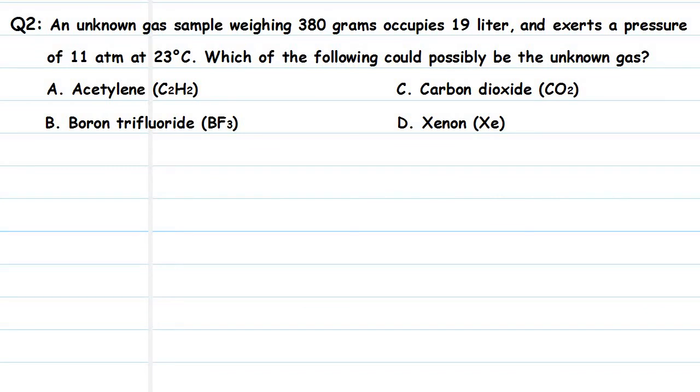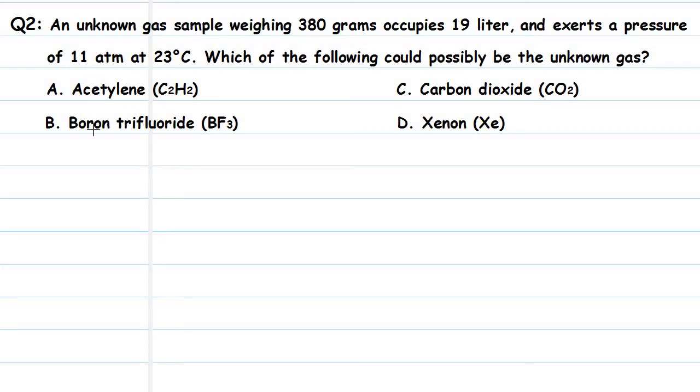Alright, in this question, an unknown gas sample weighing 380 grams occupies 19 liters and exerts a pressure of 11 atm at 23 degrees Celsius. Which of the following could possibly be the unknown gas? A. Acetylene, B. Boron trifluoride, C. Carbon dioxide, D. Xenon. So this question is a little bit similar to the last one, but they go a little bit further. They ask about the identity of the unknown gas.